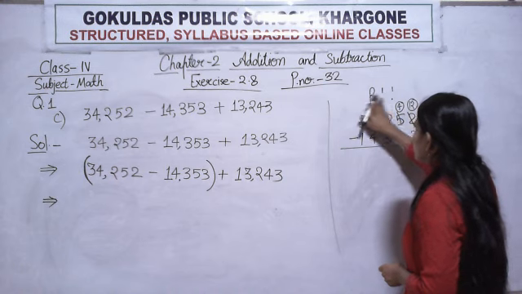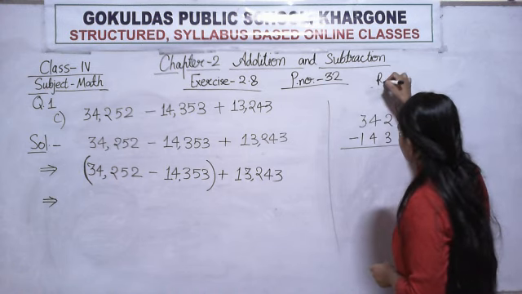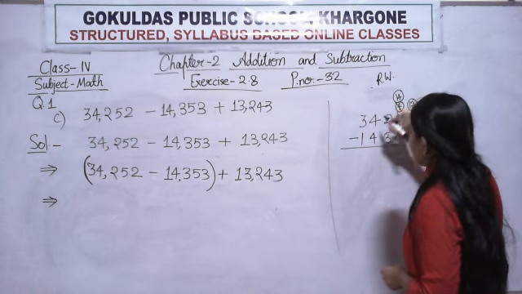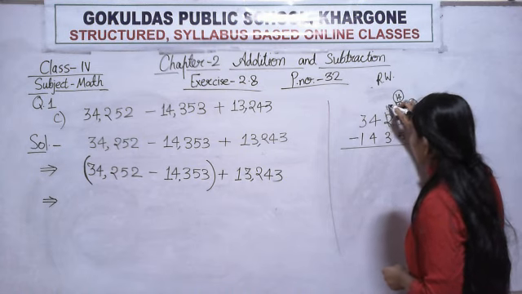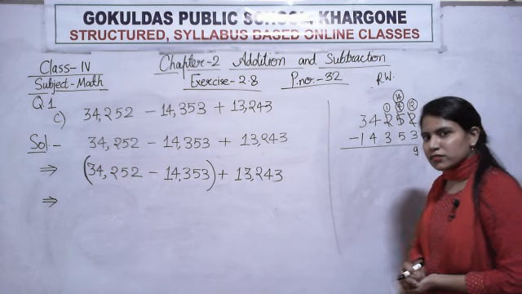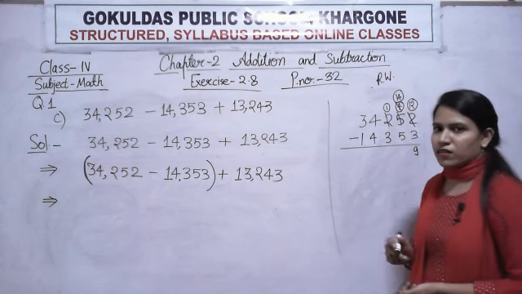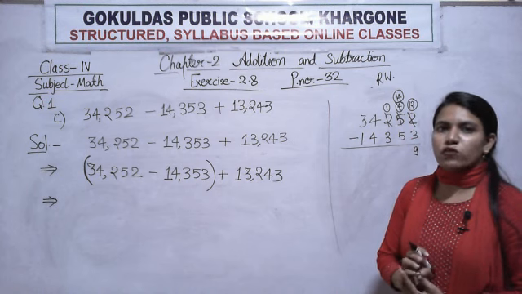So when you take the borrow, it becomes 14 and here only 1 is left. Right? Now solve this tens column. 14 minus 5. 14 minus 5. So what can you do?